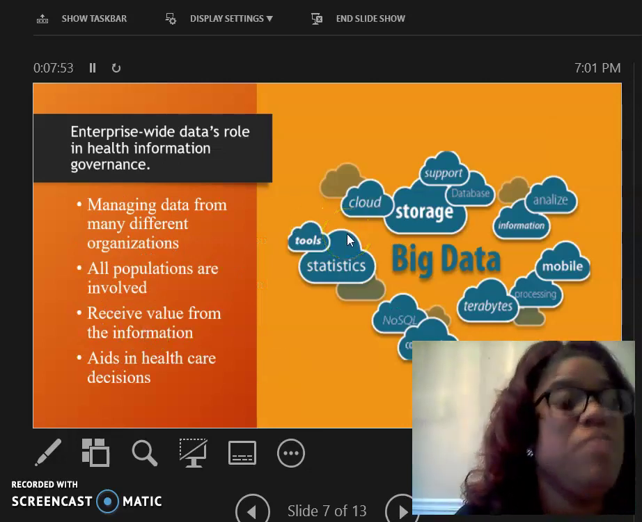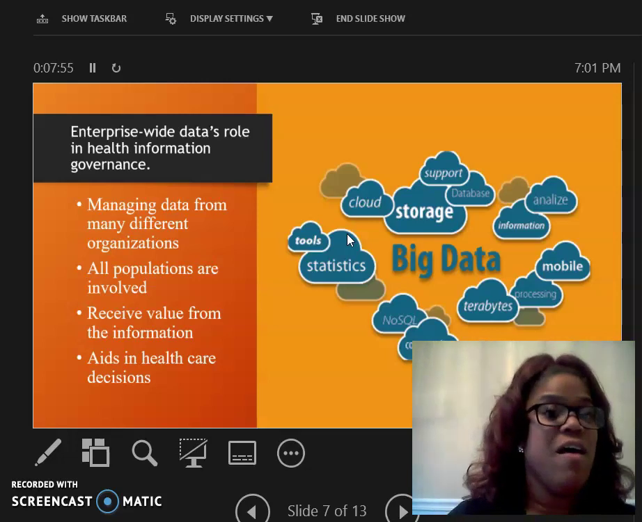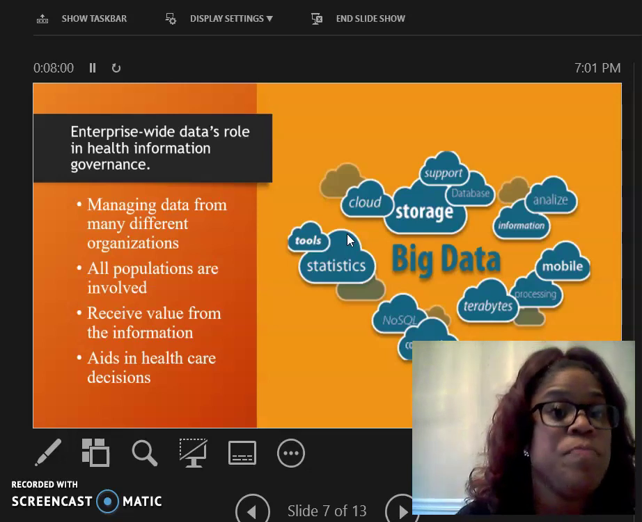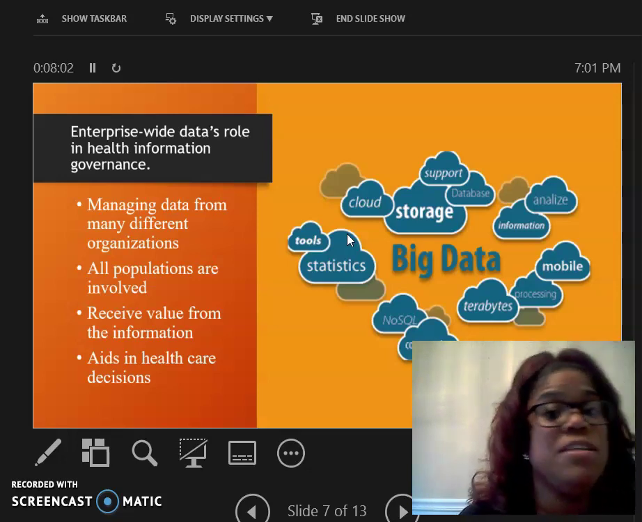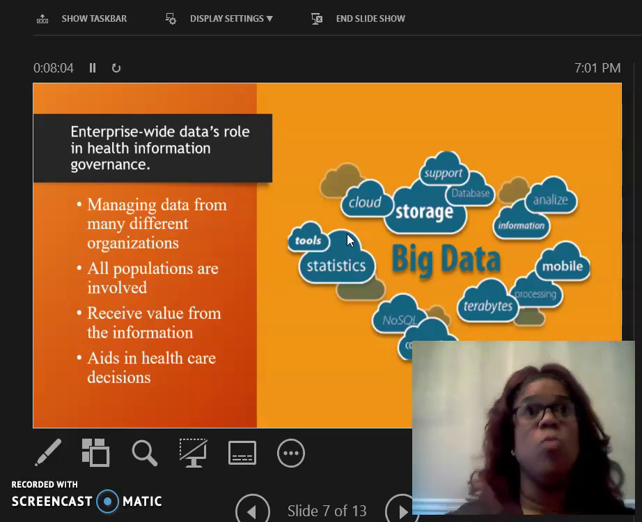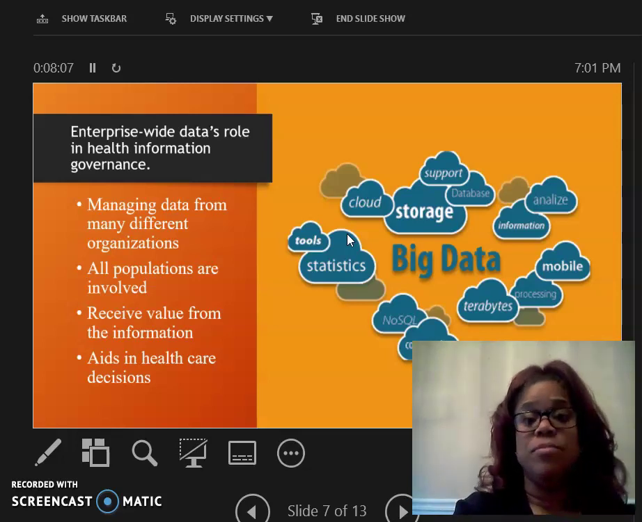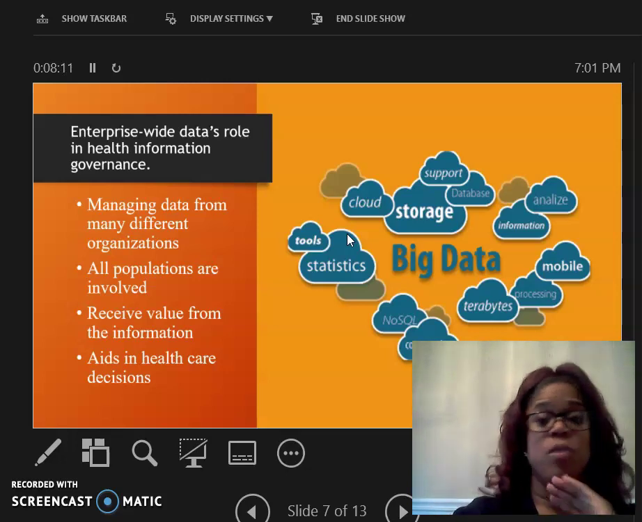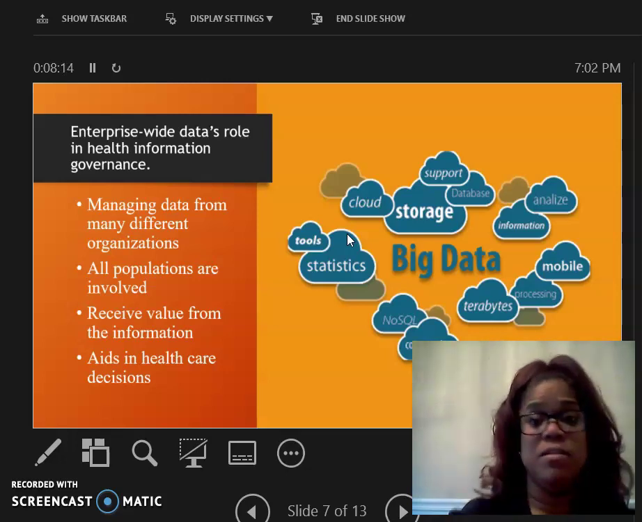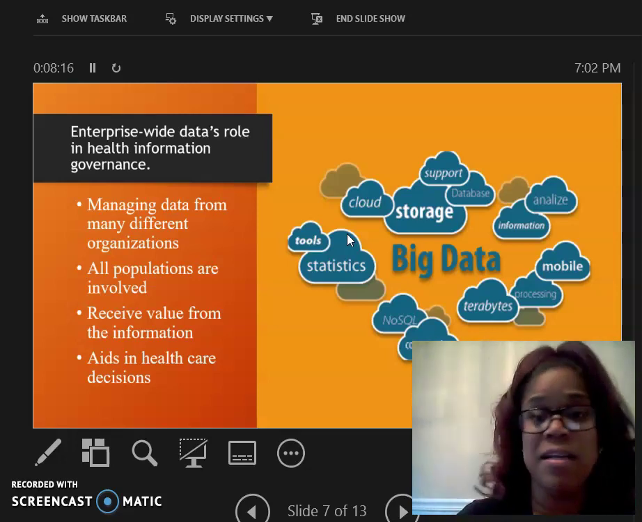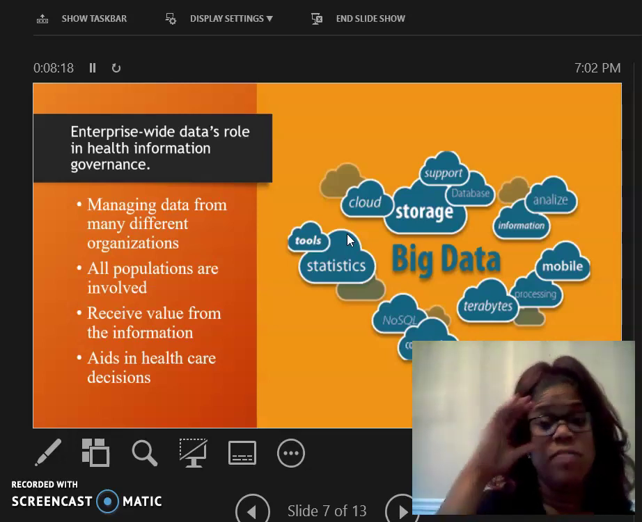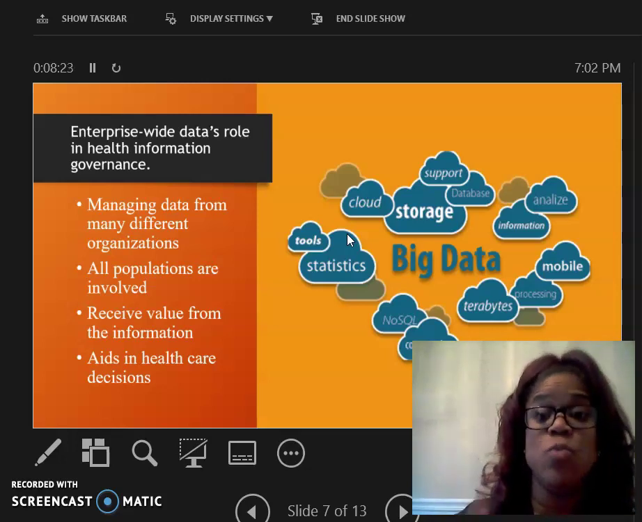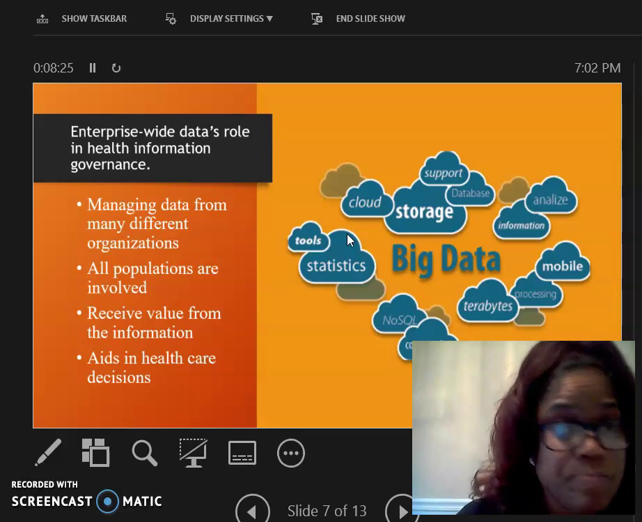Enterprise-wide data's role in health information governance. Governance is just how are we going to keep all this process together and going. So managing data from many different organizations. So that's definitely going to go into quality improvement, and how we're going to have live information right then and there from places that they've been before, that's not in the same town, or other organizations we could be connected to, to get this information to help make decisions on healthcare.